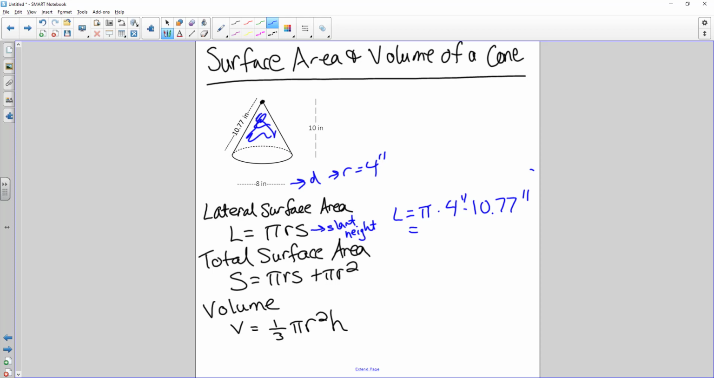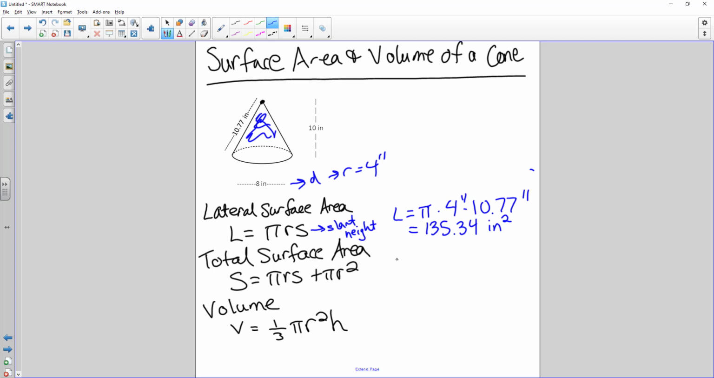So when I take pi times 4 times 10.77, I get 135.34. And right here I'm doing inches times inches, so I should be getting square inches, which makes sense because this is an area.